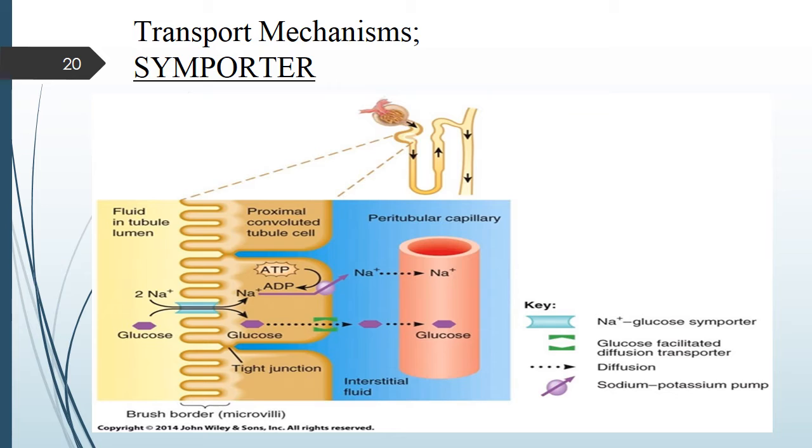And when the sodium molecule is reabsorbed into the peritubular capillary, it will secrete a potassium molecule into the tubule cells. This is an energy-needed transport, and it uses an ATP molecule for the energy consumption.